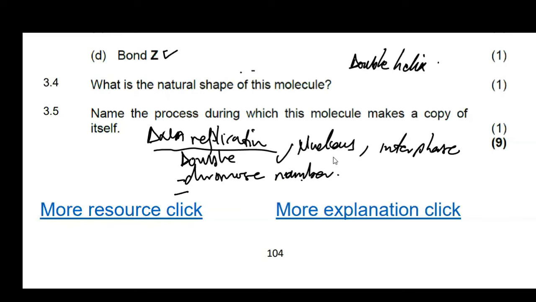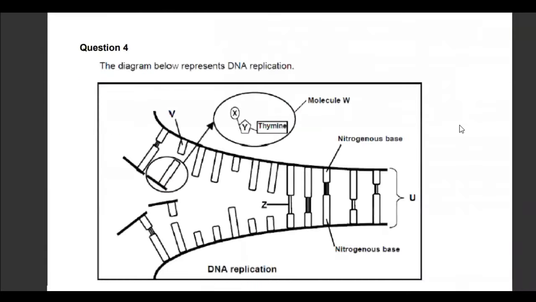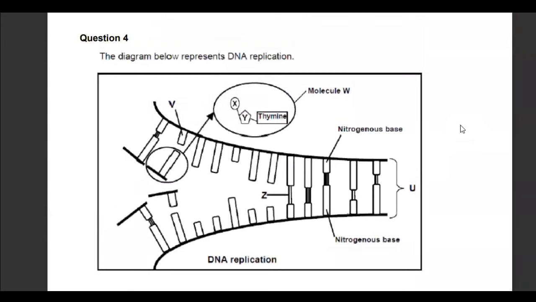And then lastly, how does it occur? That is the process of DNA replication. If they bring a question like this, how do you answer? This is a DNA molecule. So if you look at it here, you see it is a DNA molecule.